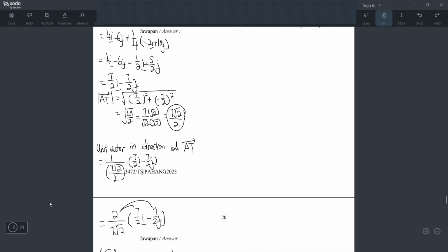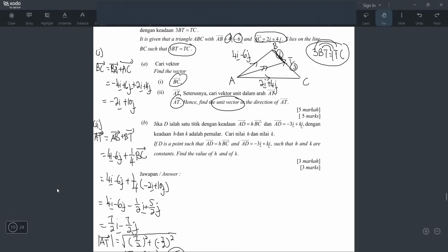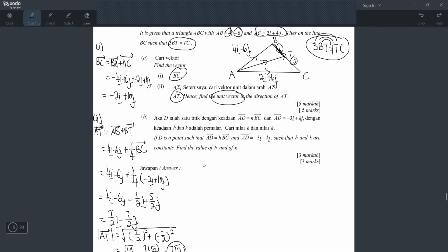Okay, so I'll just stop here, because finished already. Now we can continue with part B. Okay, part B, I'll do it here. Just now is part A, right? All of this is part A. For part B, they say if D is a point such that AD equals h BC, can we label this information in our diagram? Cannot.